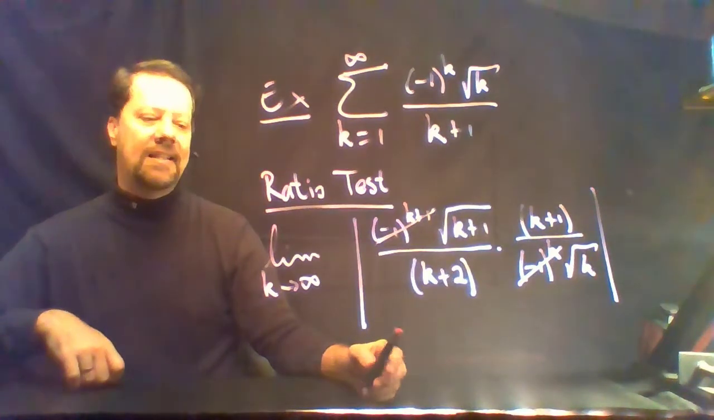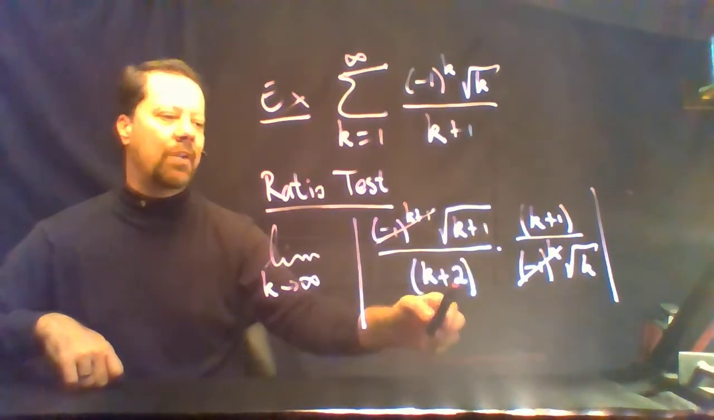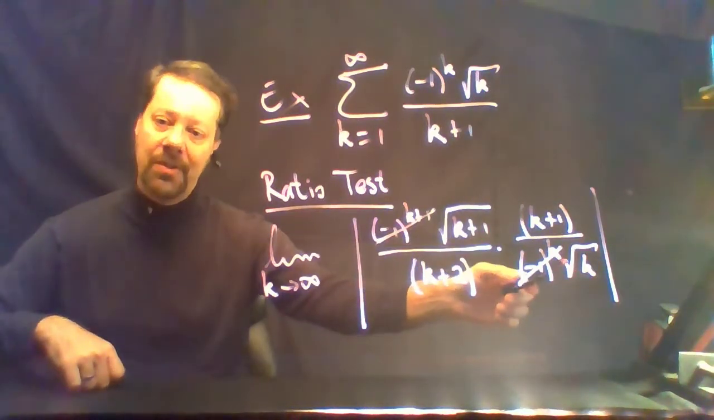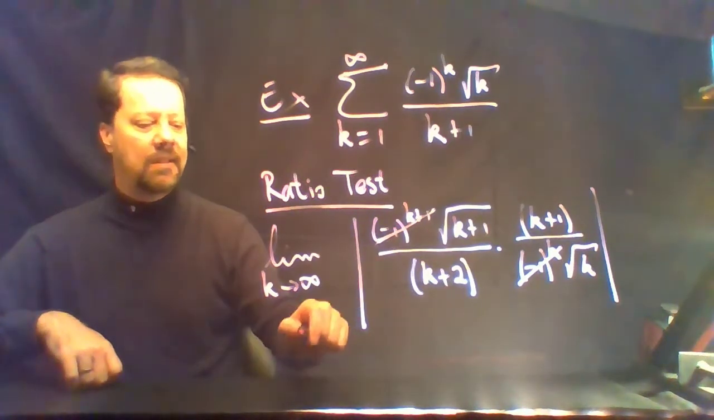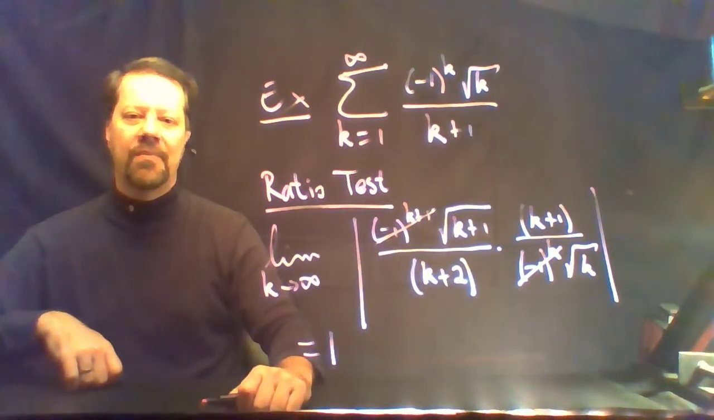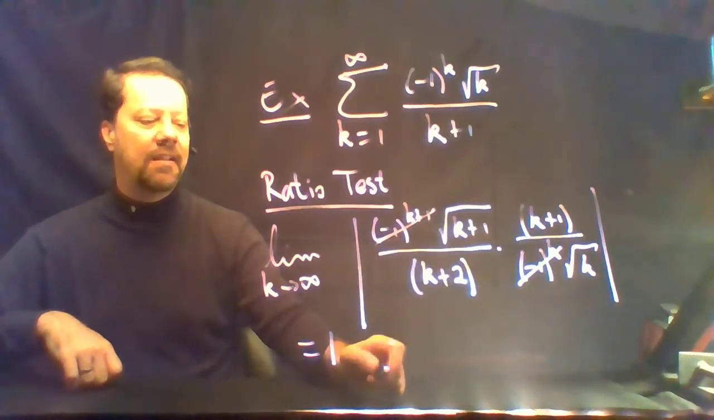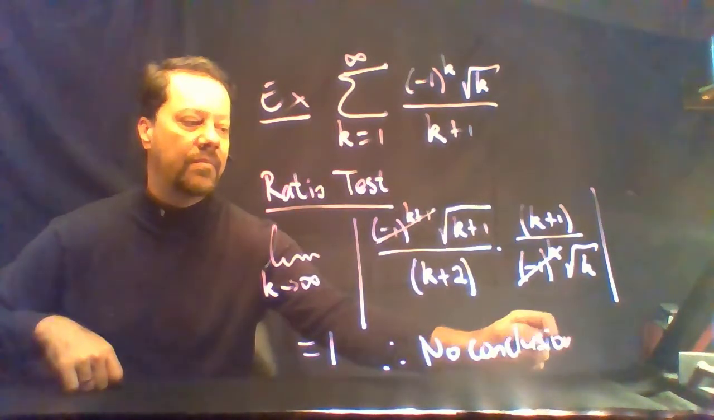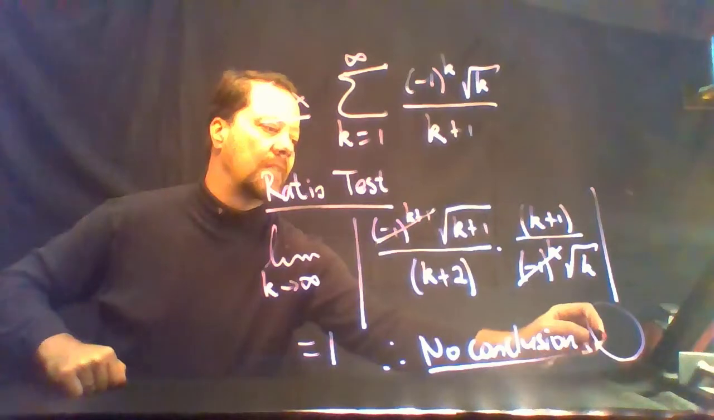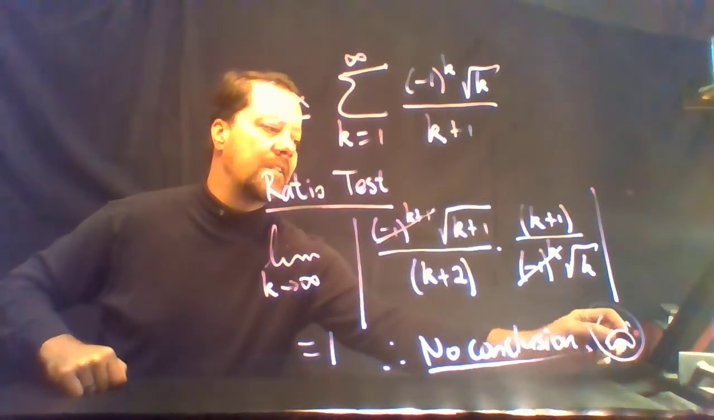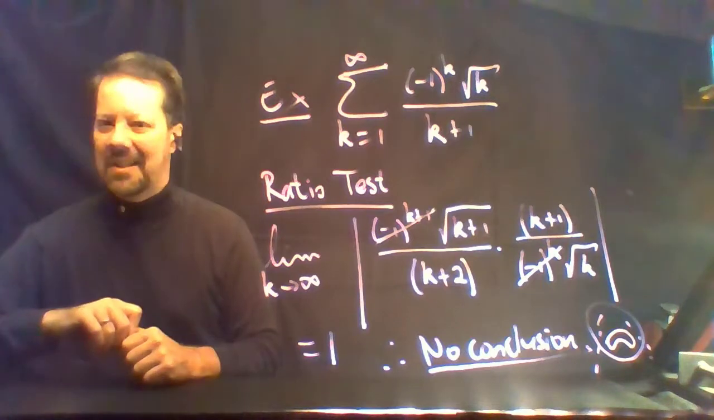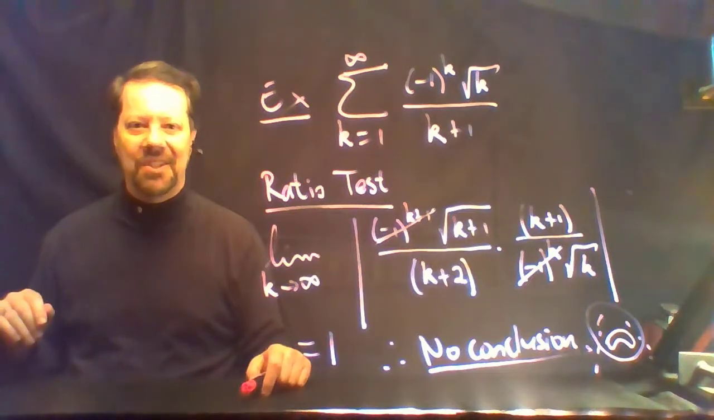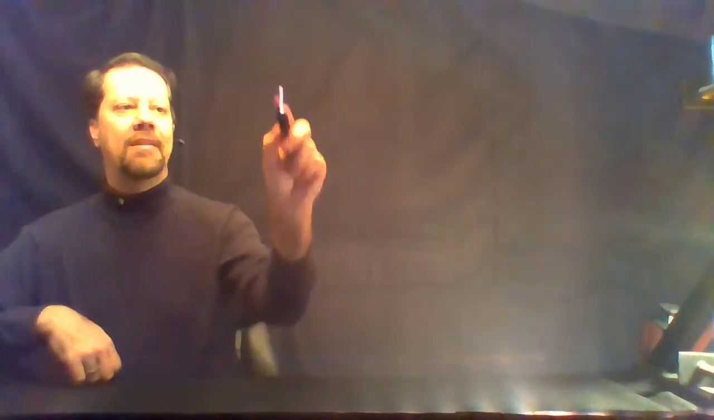In the limit, as k goes to infinity, k plus 1 over k plus 2 goes to 1. The square root of k plus 1 over the square root of k also goes to 1. The whole thing goes to 1. The ratio test then gives no conclusion. The ratio test has failed us here. Yes, we're very sad. We have to apply something else. Fortunately, we already know what to apply, the alternating series test. We'll now look at the root test.